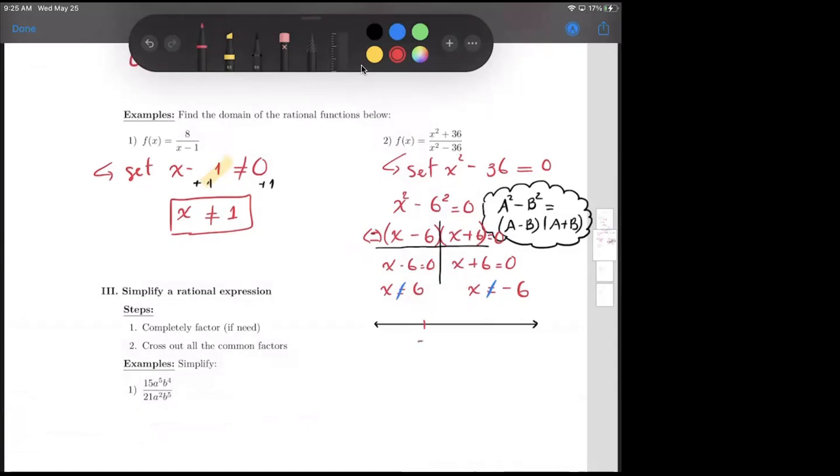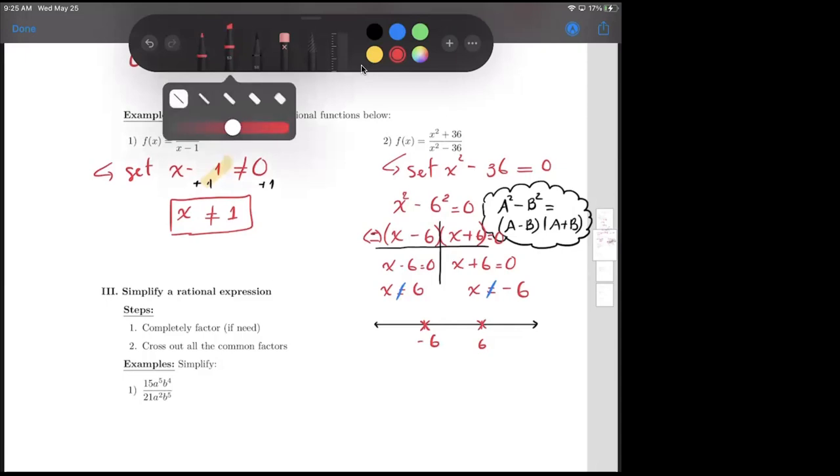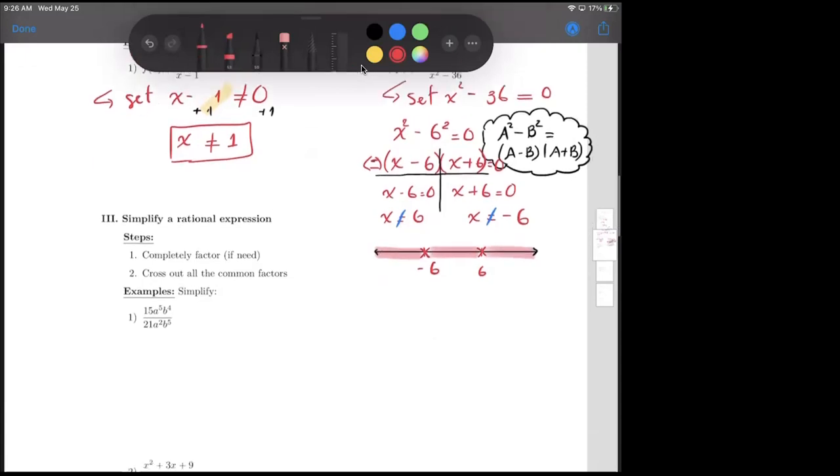Here negative 6, and here is 6. And you say that it cannot be equal to it, right? I'll put an X there. So your solution is everything up to negative 6, skip negative 6, go between negative 6 and 6, and then skip 6, then go from there to infinity, right? So if you write this in interval notation, it will be what?